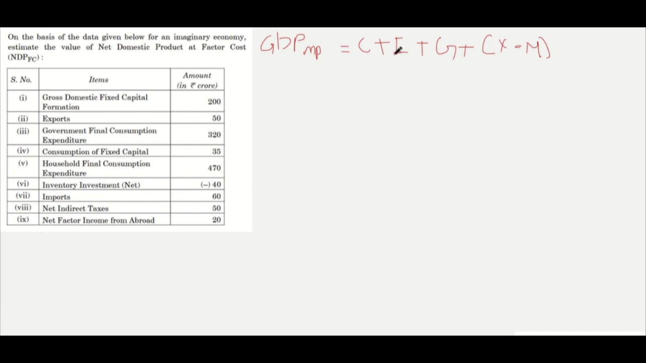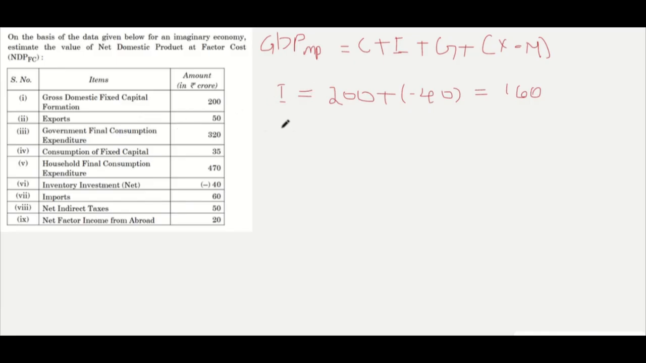The only thing you need to keep in mind is that in this case, the investment, since the table provides two values, one is gross domestic fixed capital formation and the second one is inventory investment. So we'll have to add both of them to get the investment. That will be 200 plus minus 40, which is equal to 160. Clear? Now, let's find the GDP at the market cost.